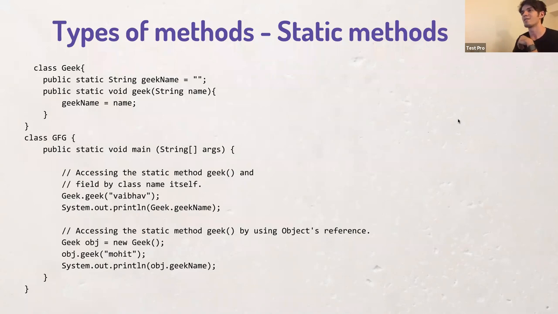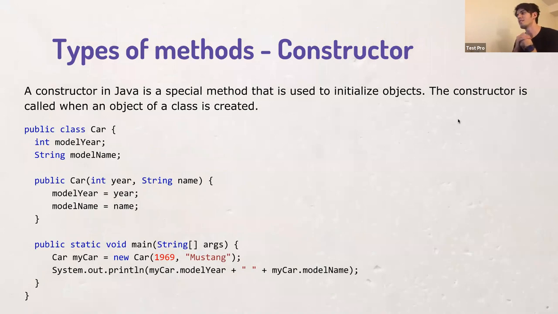Yeah, the next slide. Here's another type of method. We already talked about the instance methods, where we need to initiate the object. And we also talked about the static methods, where we don't have to initiate an object to call it. And this is another type. It's called a constructor.